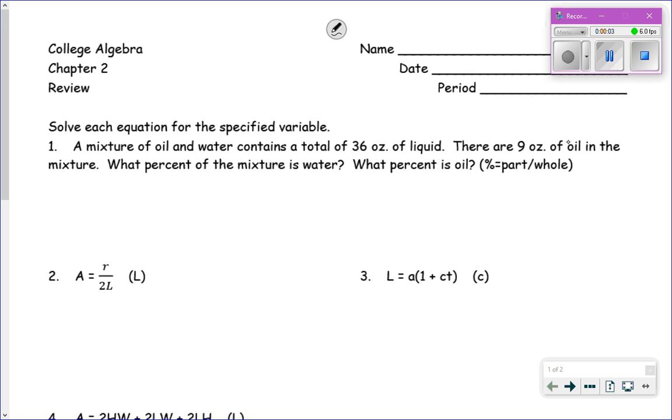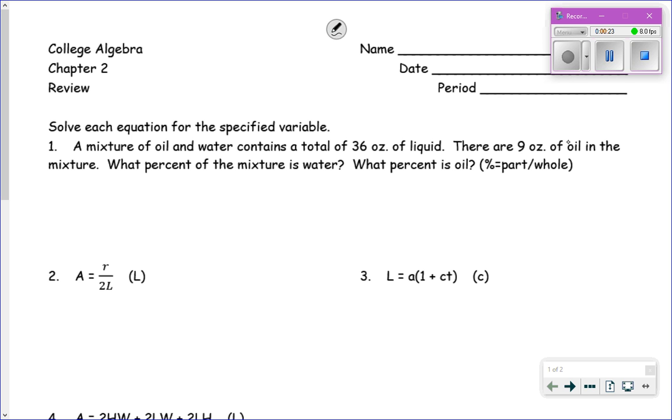This is your Chapter 2 review. You should be watching this video and following along, doing the examples with me before you take your Chapter 2 test. It should help you. The test is laid out similar to this review, so if you understand this, then you should do fine on the test. Okay, number 1, it says, solve each equation for the specified variable.